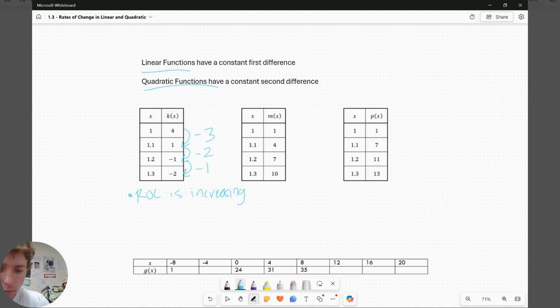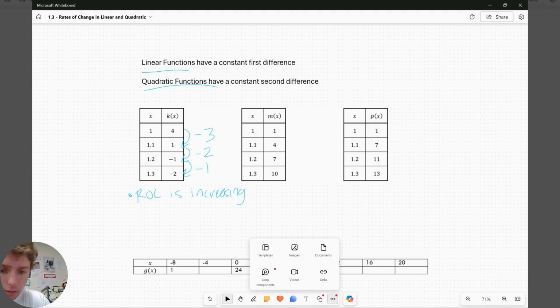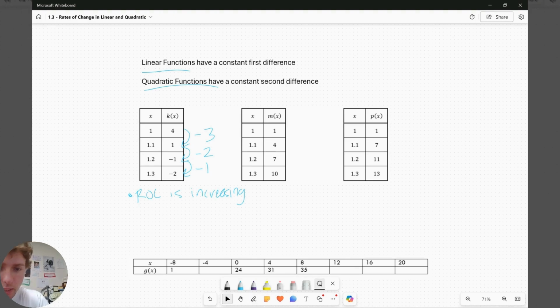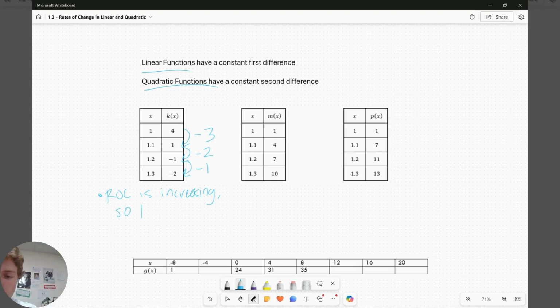Looks like I need some more space. The reason that's important is because that tells us what type of concavity this table has. When the rate of change is increasing, that implies that your function, the function k, is concave up. So k is concave up.